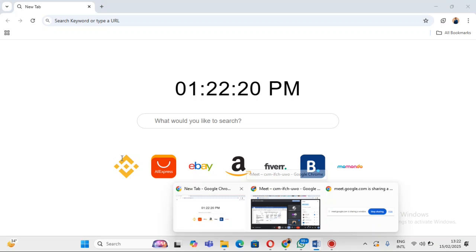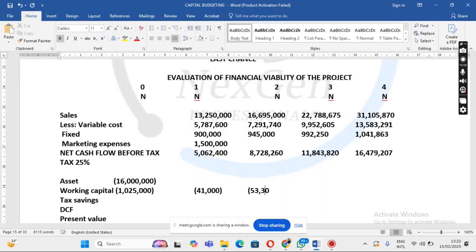53,300, sir. Okay, 53,300. Thank you. What next do we have? 55,965. So at the last year they recoup it. What is the total amount that they recoup that we calculate? 1,175,000. Okay, 1,175,265.